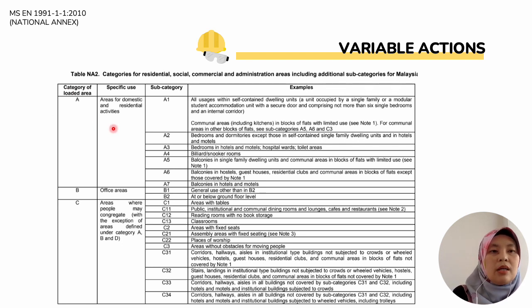Then we have the second column, which gives us the specific use. These are the examples. What we can see here, we have areas for domestic and residential activities, office areas, areas where people may congregate, and so on. We have to choose the type of this specific use in order to have the estimation of this variable actions.